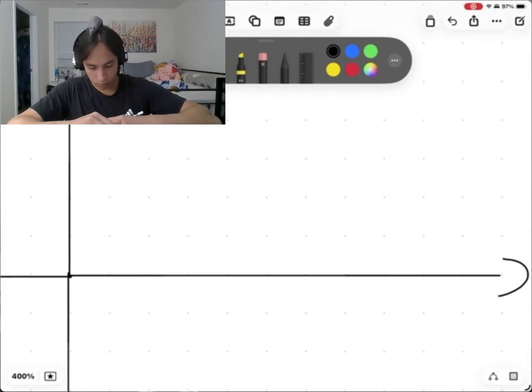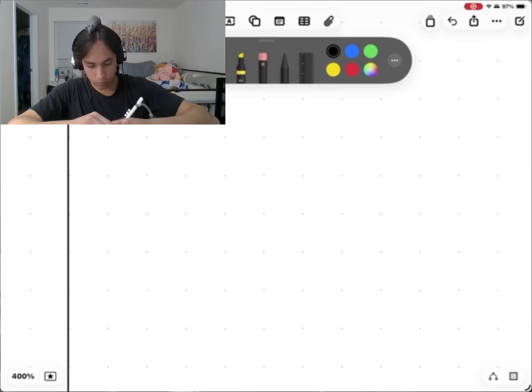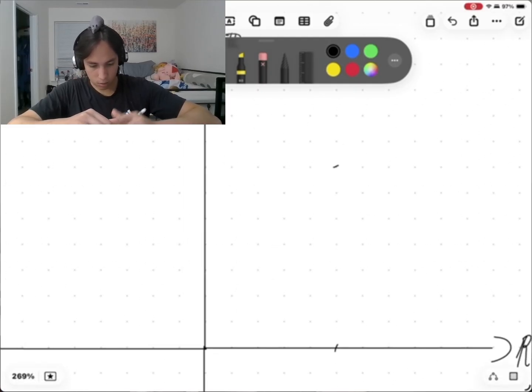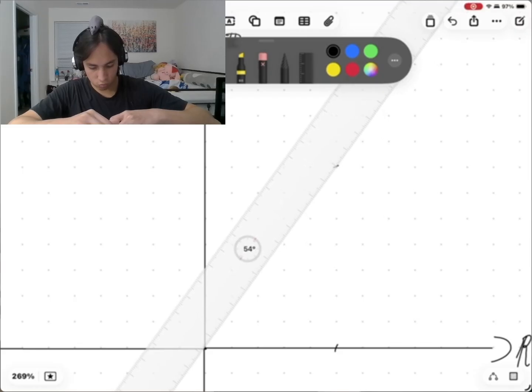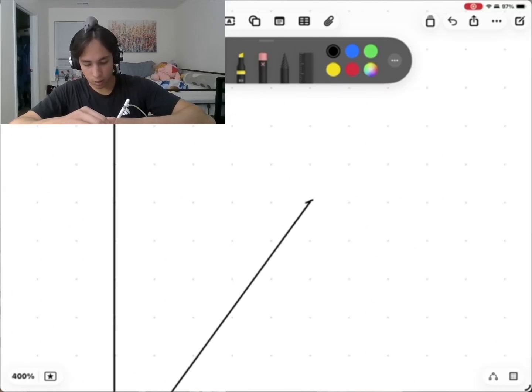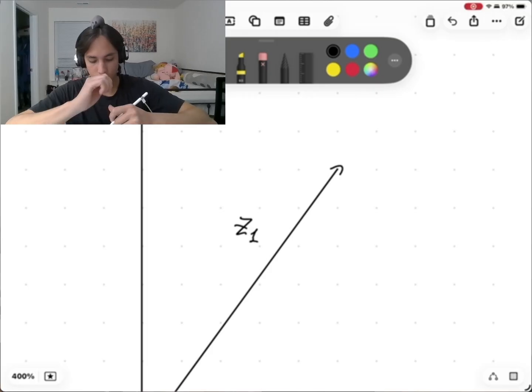Okay, we got 5, 7. 1, 2, 3, 4, 5. There we go. Boom. 1, 2, 3, 4, 5, 6, 7. Wait, that's 7, right? 2, 3, 4, 5, 6, 7. All right, and that's our first random complex number. This is going to be our z1, right?